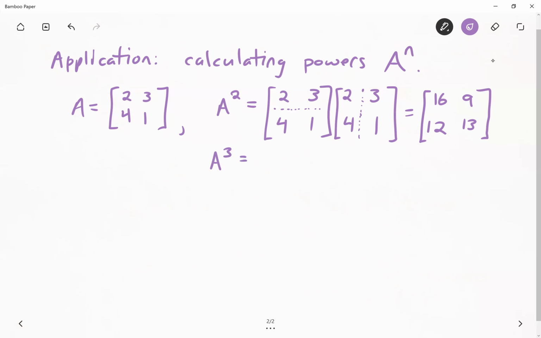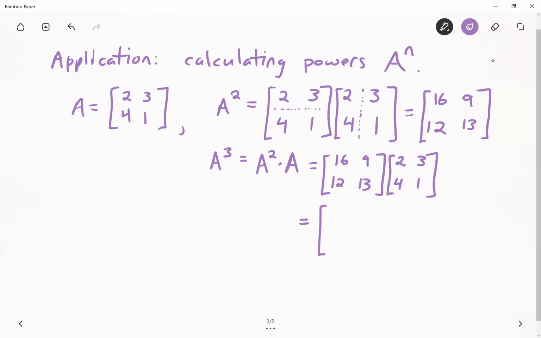Let's say we want to calculate the third power. Well, if you have the second power, that's not too bad. We can think of A cubed as A squared times A. So I would take what we previously calculated, 16, 9, 12, and 13, and then multiply that again by the matrix A, 2, 3, 4, 1. Right, we can do this. Let's see, I've got 16 times 2, that's 32, plus 9 times 4, that's 36. Next entry is 16 times 3, that's 48, plus 9 times 1 is 9.